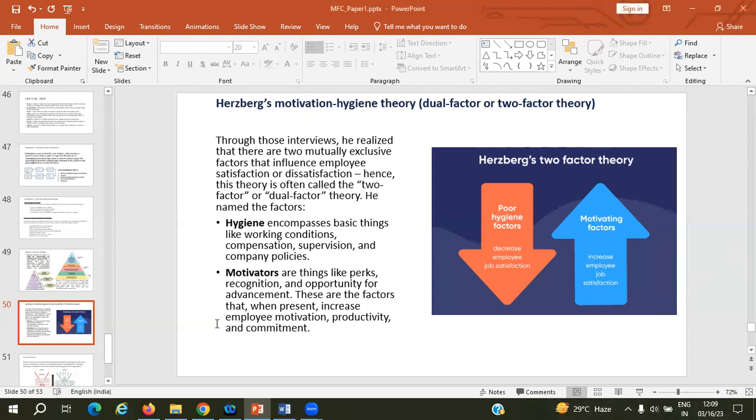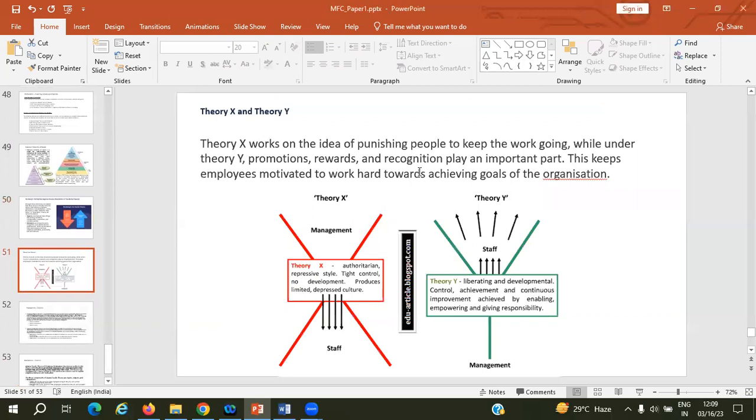Another theory we discussed: XY theory, Theory X and Theory Y. Why is it called X and Y? Because in X, things are having more control, more authoritative. Like we read, X works on the idea of punishing people. Punishing means it's more commanding, more authoritative, more control over the people, over the staff.